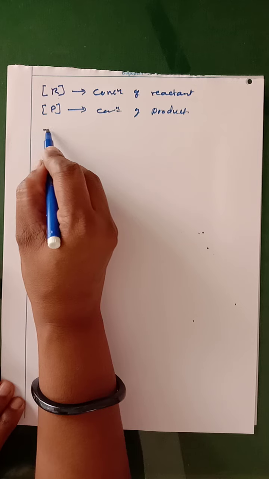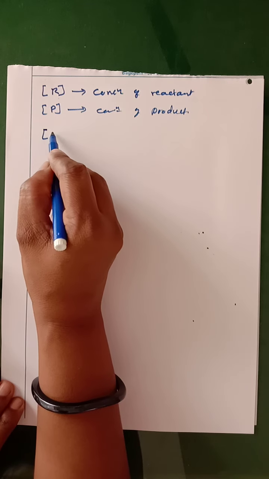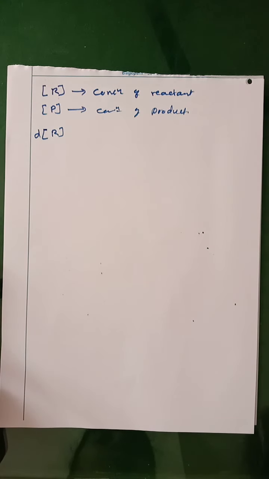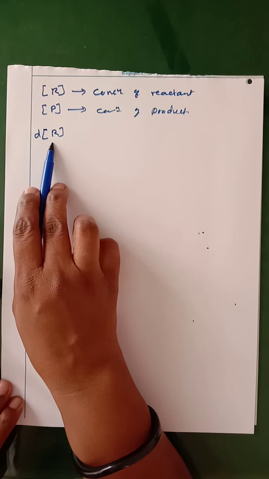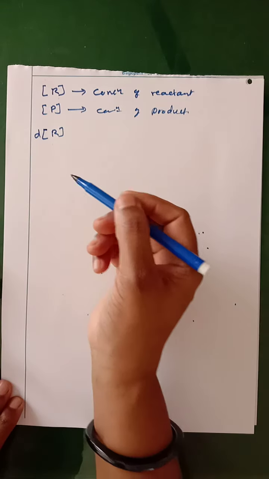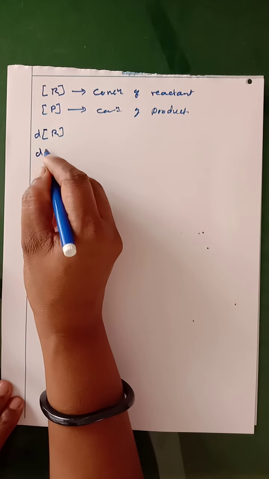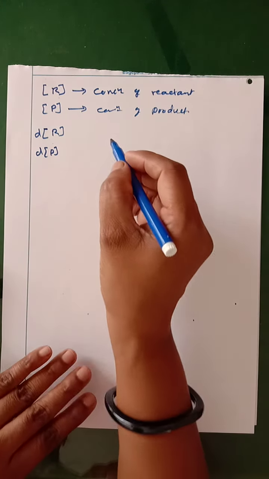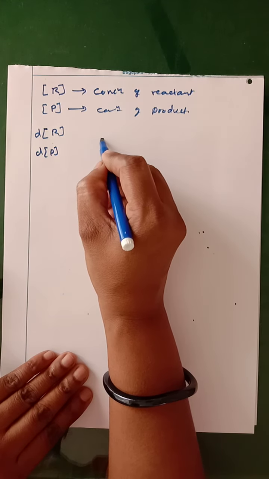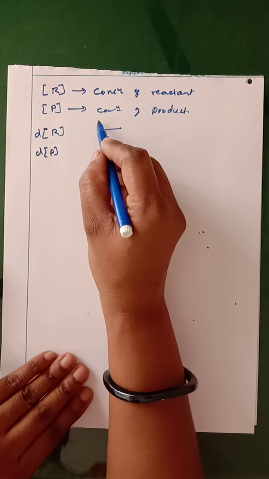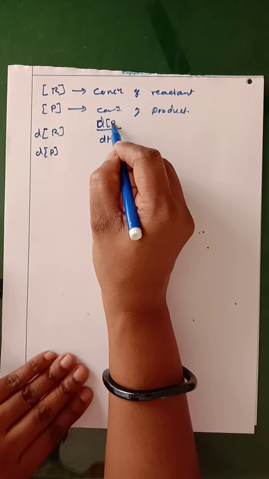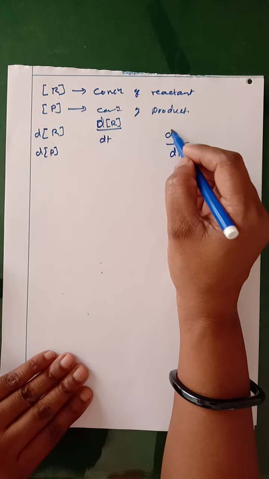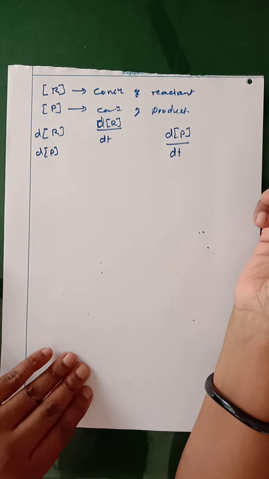So as time proceeds, the concentration of the reactant changes by a small amount, that is dR. dR represents the small change in the concentration of the reactant. Similarly, dP represents the small change in the concentration of the product. So in a given interval of time dt, there is a small change in the concentration of reactant. Similarly, in the given interval of time dt, there is a small change in the concentration of product.